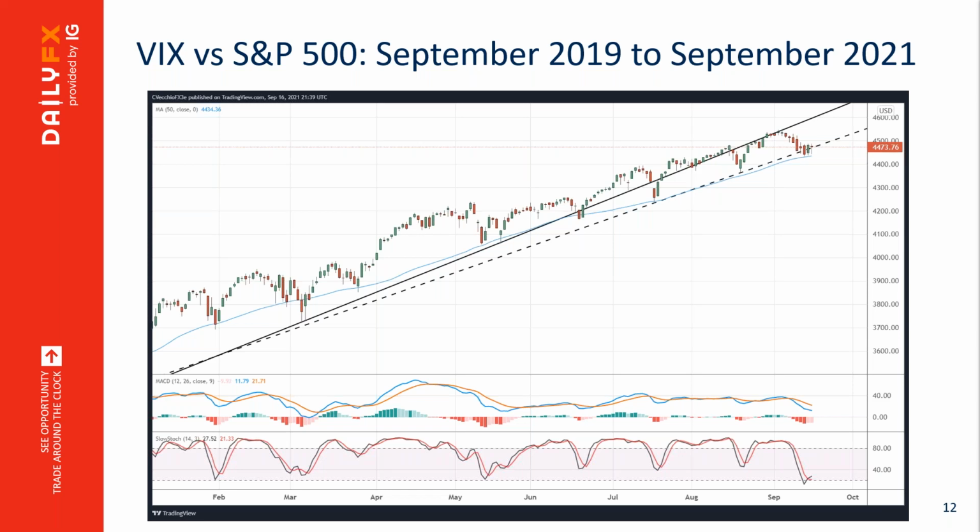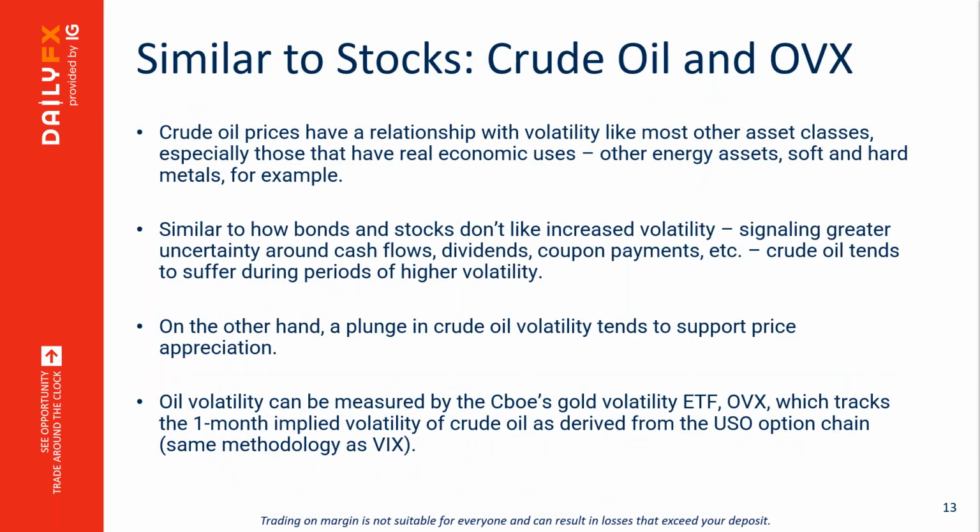And I know, Todd, we're going to delve back into the equity indices later on. We can not only use the information that we've talked about thus far to talk about stocks, but it's applicable to other asset classes as well. And similar to stocks, there's crude oil and OVX. Now, crude oil prices have a relationship with volatility like most other asset classes because they have real economic uses. We're talking about energy assets. We're talking about soft and hard metals being your iron ore, your nickel, right? Precious metals are in a separate category, and we're going to talk about gold a little bit later.